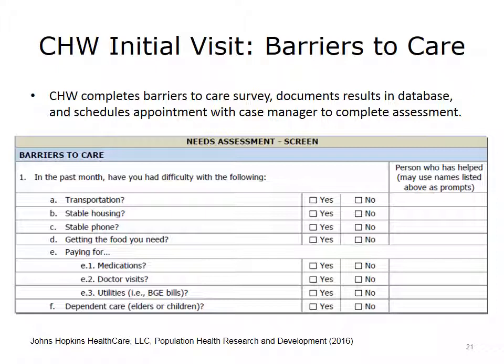The survey also asks about whether the patient has difficulty paying for medications, doctor visits, and utility bills. Difficulty with paying utility bills becomes particularly problematic for pregnant patients and for patients with chronic diseases, such as heart failure, obstructive pulmonary disease, or asthma, who don't have air conditioning and live in urban areas with bad air pollution or high heat and humidity. And patients are also asked about whether they are caring for elders or children.